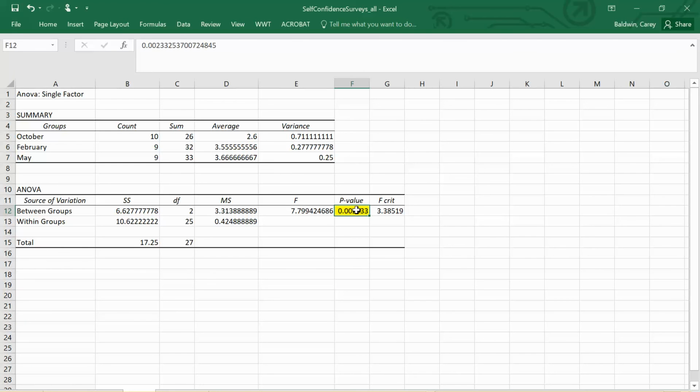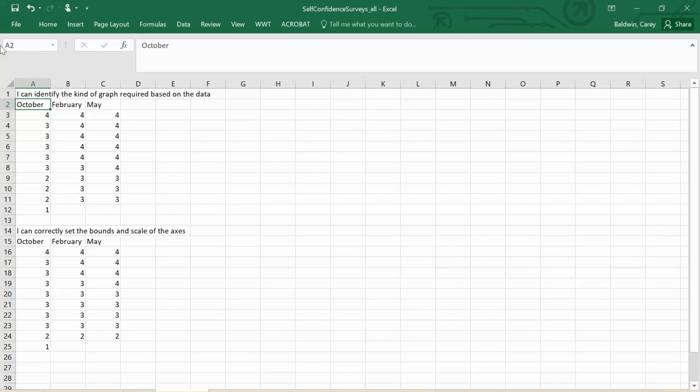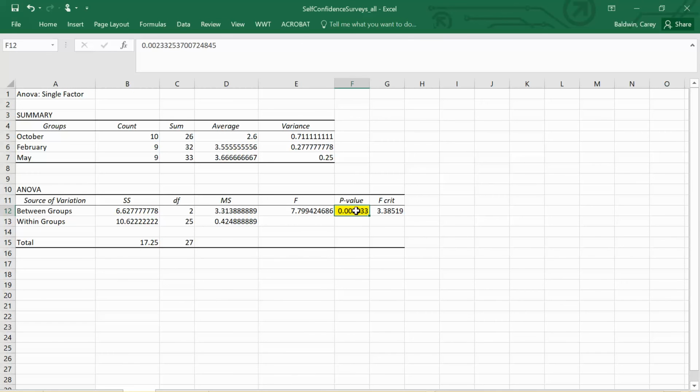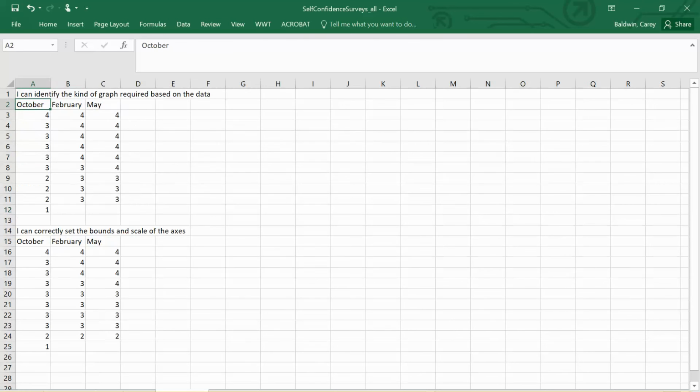So then we could conclude that for that particular question that we were asking about, that question of I can identify the kind of graph required based on the data, then you would be able to say in your report that because of this p-value less than 5%, you can say that the differences in student self-confidence for this question are statistically significant.